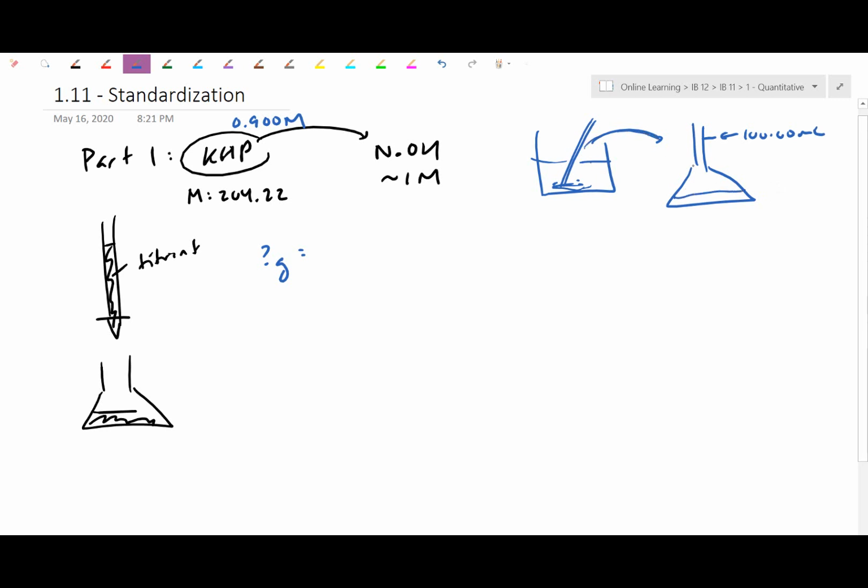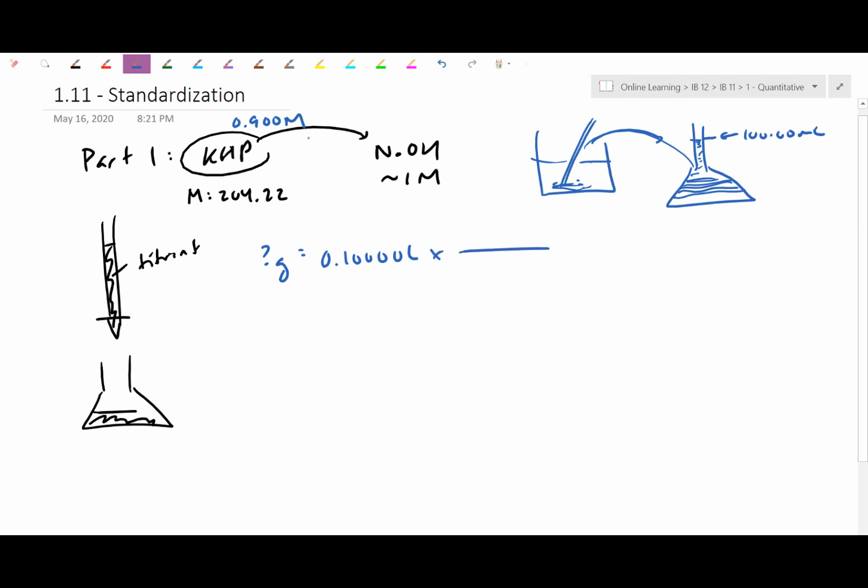I rinsed it a little bit here. I poured that rinsing in. Just make sure it's something less than 100, and then eventually I just made it up to that mark. So eventually this amount of powder here will be in 100 milliliters. That gives me my volume. So I want to make 0.10000 liters of this standard solution.